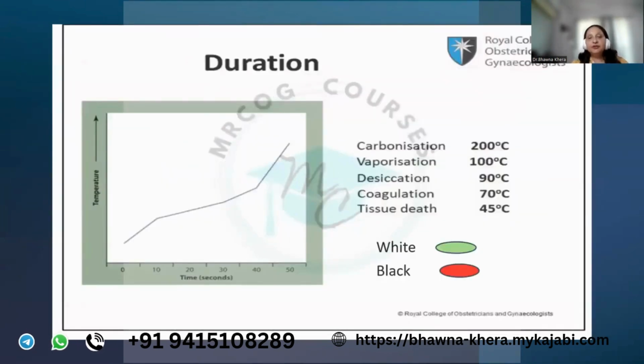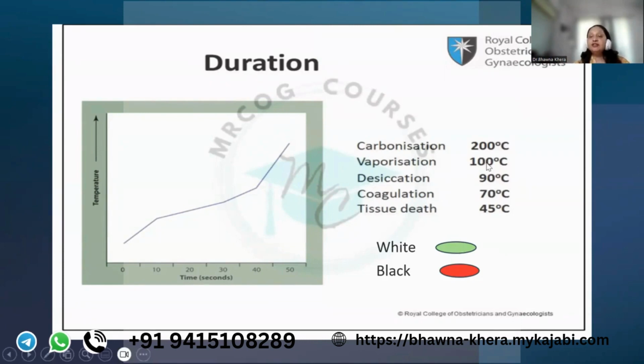So basically how the duration is. As the duration of the exposure increases, the temperature is increasing. Tissue death occurs at 45 degrees centigrade and the coagulation of the proteins occurs at 70 degrees. So we are basically looking for the coagulation, right? After that, there is blanching. So there is desiccation and this is 90 degrees. So we usually look at 70 to 90 degrees only. We want this up to desiccation only. So that will be a white tissue. White means you are working at good temperatures.